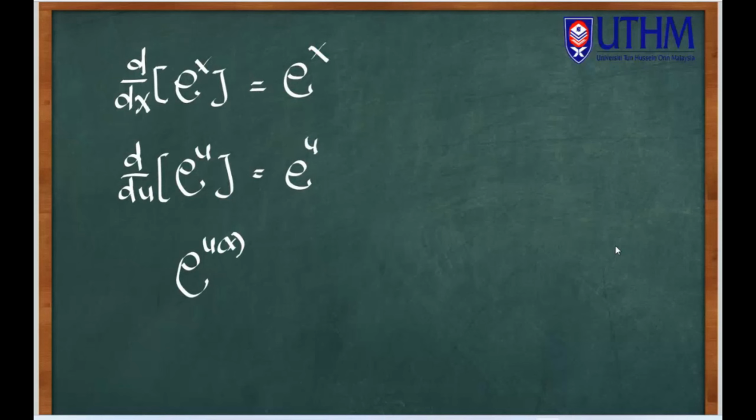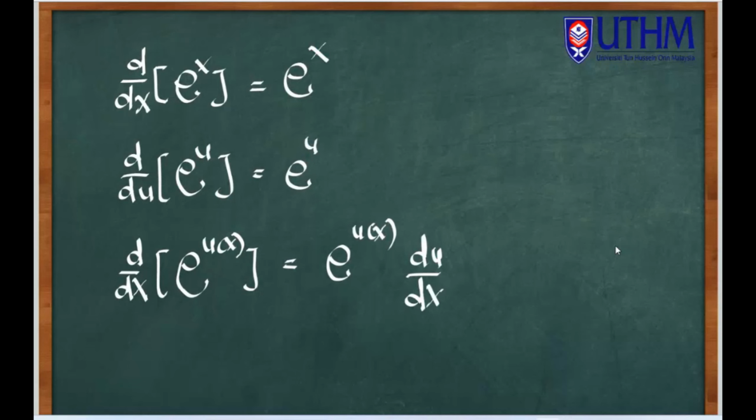where the power is another function in terms of x, and we want to differentiate this function with respect to x, we will get exponential u(x) times du/dx. That means we have to differentiate u(x) with respect to x, and multiply it back with the original function. So let's see the first example of an exponential function.